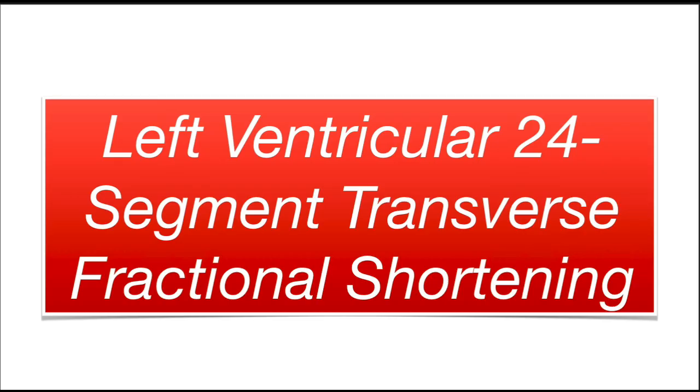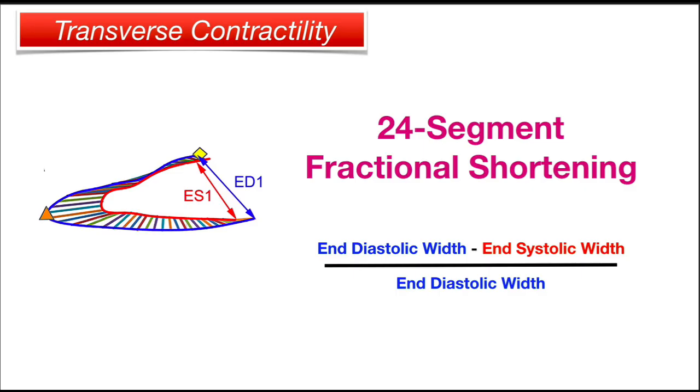Next, let's examine the 24-segment transverse fractional shortening. The transverse fractional shortening is computed by subtracting the end systolic width from the end diastolic width and dividing the result by the end diastolic width. This is done for all 24 segments.